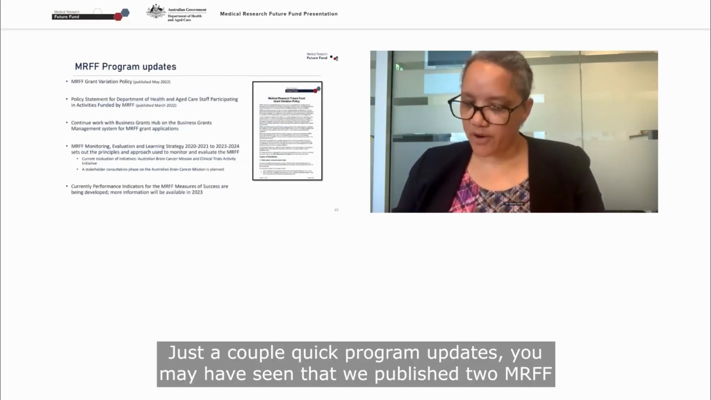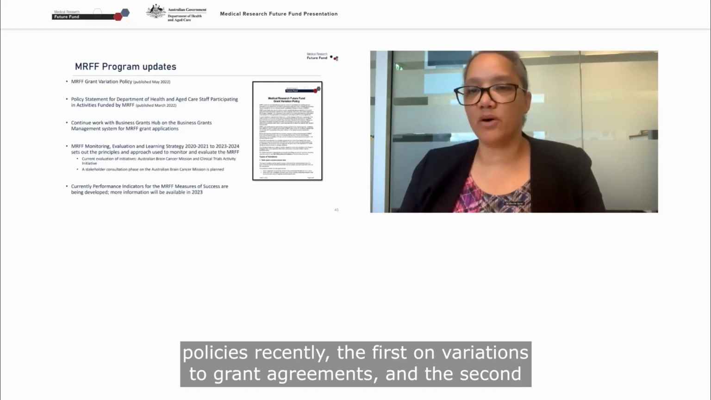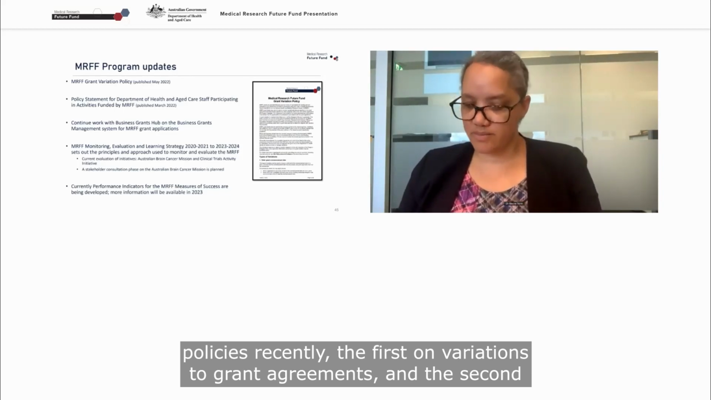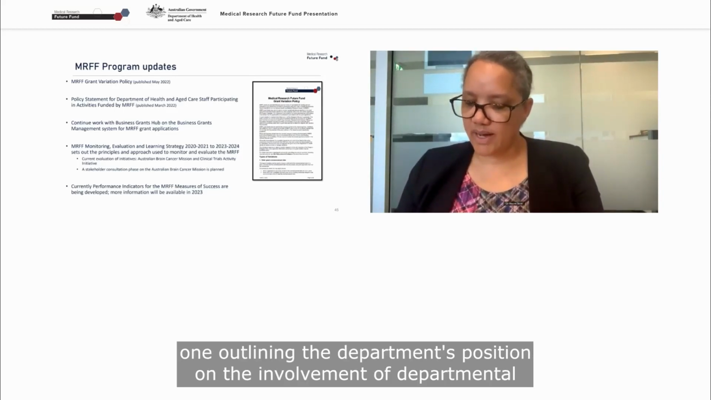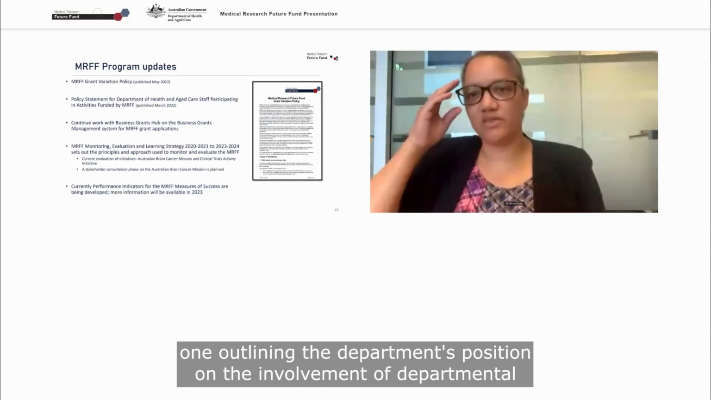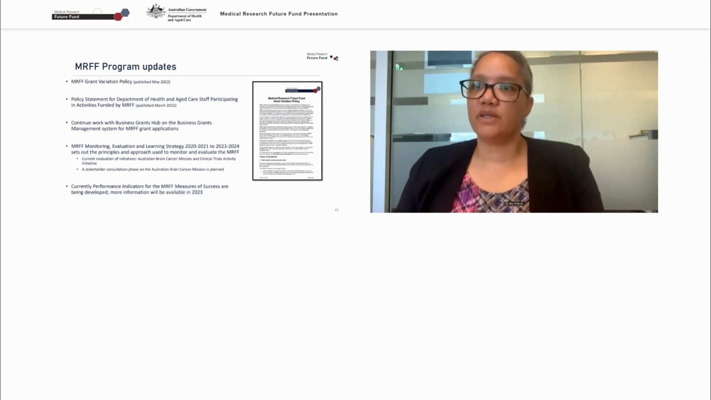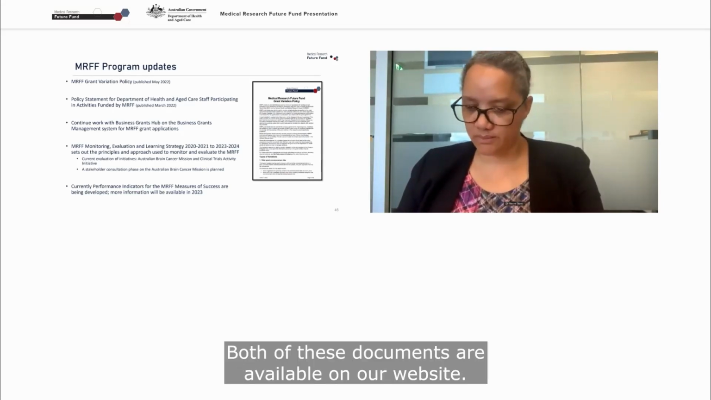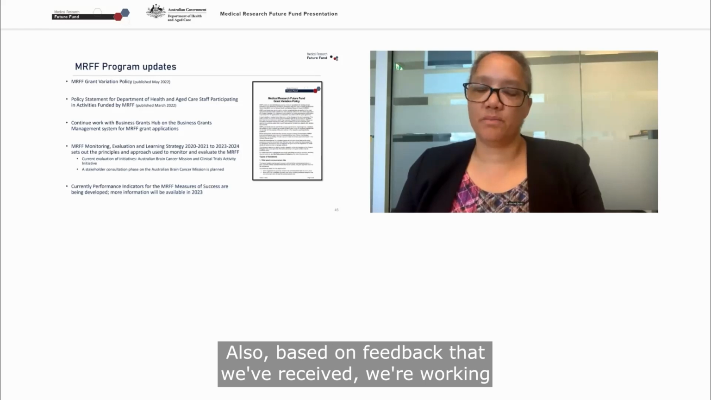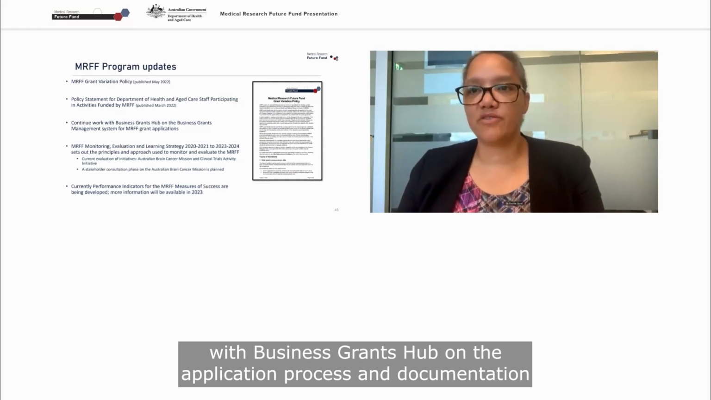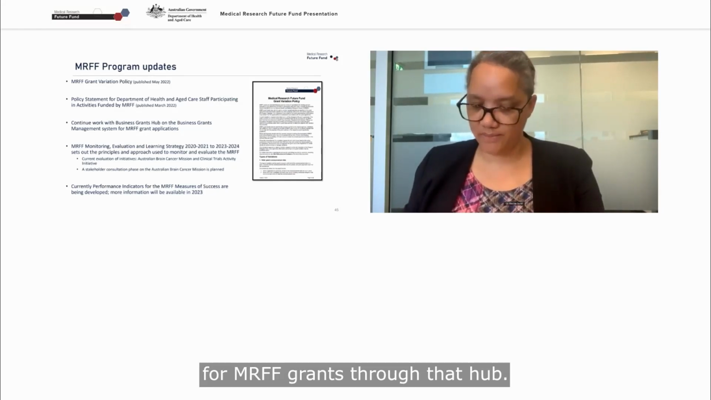Just a couple of quick program updates. You may have seen that we've published 2 MRFF policies recently, the first on variations to grant agreements, and the second one outlining the department's position on the involvement of departmental staff in MRFF applications and grants. Both of these documents are available on our website. Also, based on feedback that we've received, we're working with Business Grants Hub on the application process and documentation for MRFF grants through that hub.